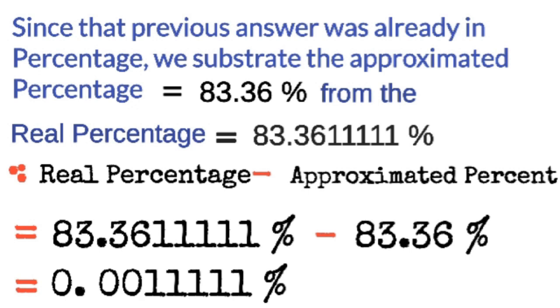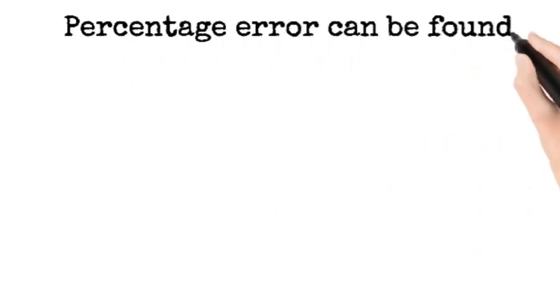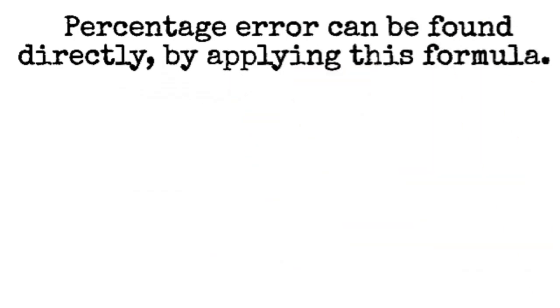83 minus 83 is 0. We write our 0, we bring our point. 3 minus 3 is 0, we write our 0. 6 minus 6 is 0. 1 minus 0 is 1. Here we will add our 1 since 1 minus 0 is the same as 1. The answer is 0.0011111%. That is our answer, which is the percentage error. The error is very small, but it is considered as an error.